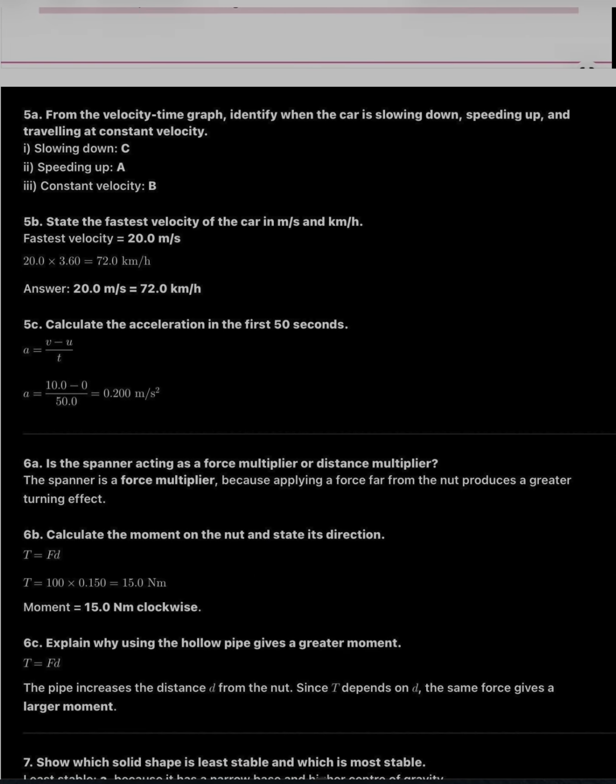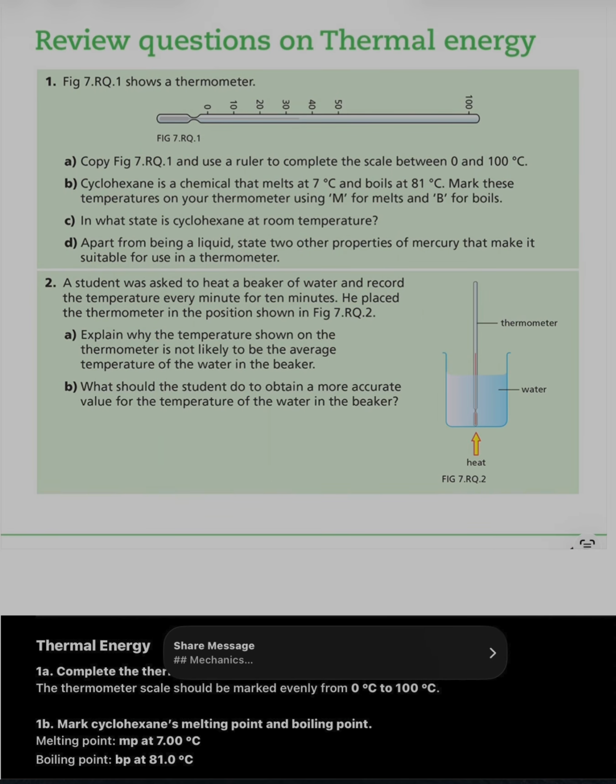1A. Complete the thermometer scale between 0 degrees Celsius and 100 degrees Celsius. The thermometer scale should be marked evenly from 0 degrees Celsius to 100 degrees Celsius. 1B. Mark cyclohexane's melting point and boiling point. Melting point, MP at 7.0 degrees Celsius. Boiling point, BP at 81.0 degrees Celsius.